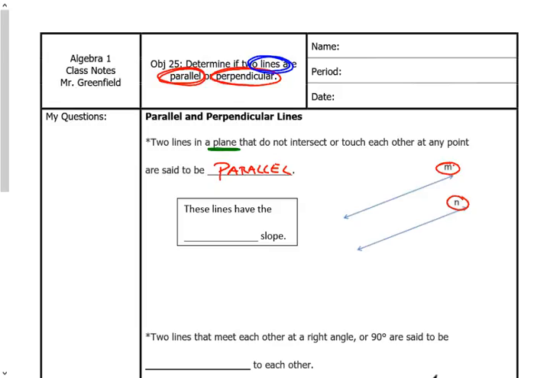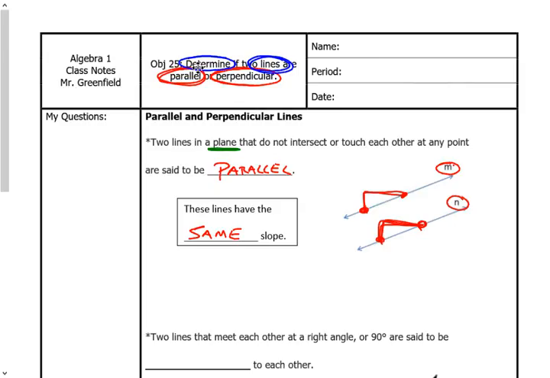Well, what makes these two lines parallel? The fact that the rise over run is going to have to be the same in both of these. Which means if two lines are parallel, they're going to have the same slopes. And remember our objective says determine if these two lines are parallel or perpendicular. We're not going to look at a graph and tell, we're going to look at the slopes. And if the slopes are identical, then yes, these lines are parallel.